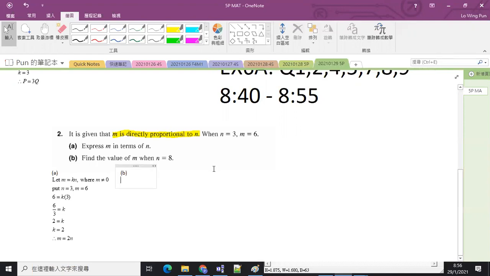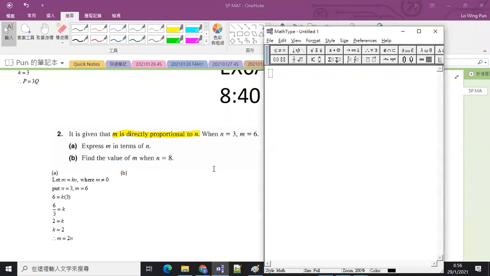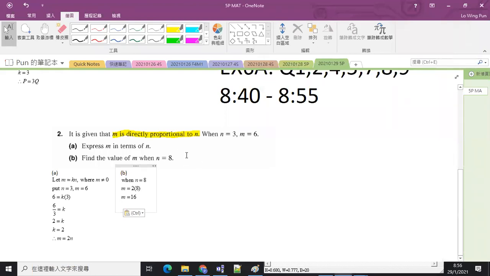And then part B, find the value of m when n is equal to 8. So when n is equal to 8, just put it into our equation. It's 2 times 8. So m is equal to 16. And that is the answer of part B. Are you correct?